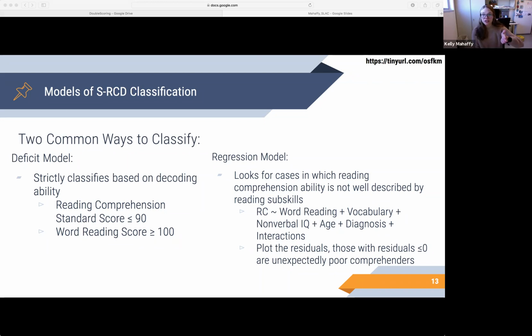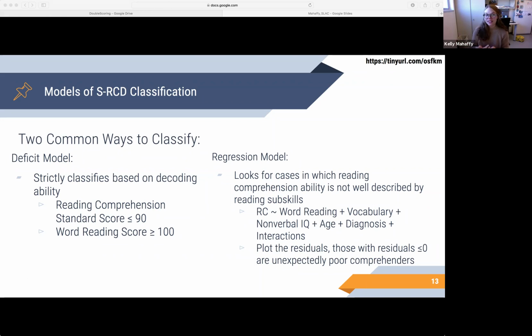Is your reading comprehension score 90 or less? Is your word reading score 100 or more? If yes to both things, you'll be considered specific reading comprehension deficit grouped. The second is a regression model. This has become much more common in the past 5 years and really was championed by Nicole and Kaylee of my lab, as well as some others in the comprehension world.